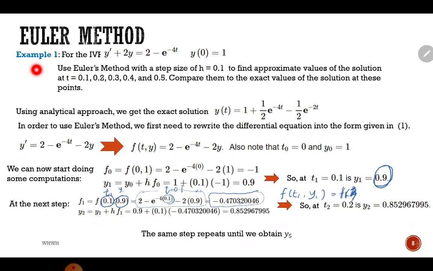Yang ni ada berapa ni? Yang ni saya rasa ada 9 decimal points, okay? At least kena ada 6. Ni 9 ni lagi bagus lah. Yang panjang ni dia lagi accurate. Okay, we're not yet done. This is our F1. Okay, the derivative at t equals to 0.1 and y equals to 0.9.